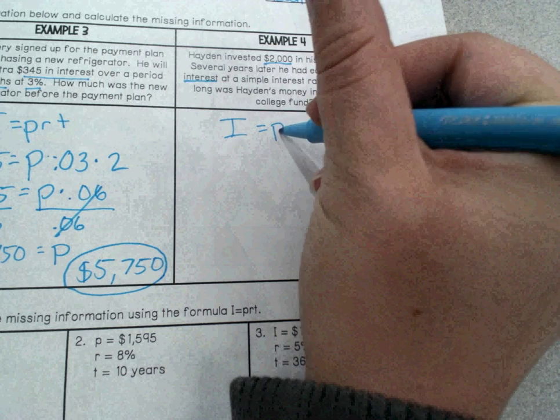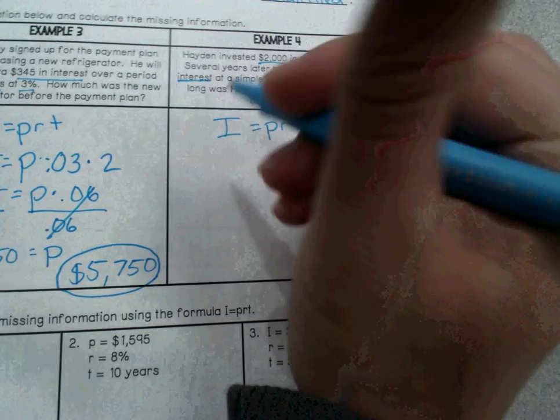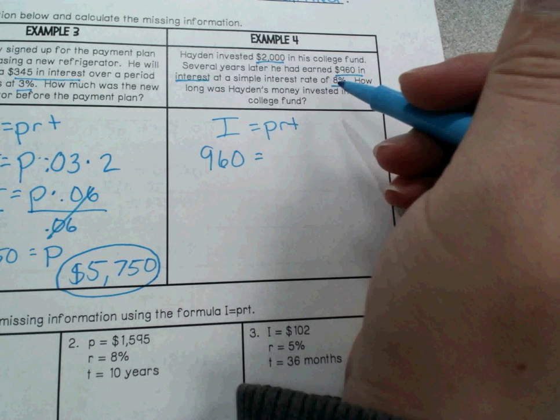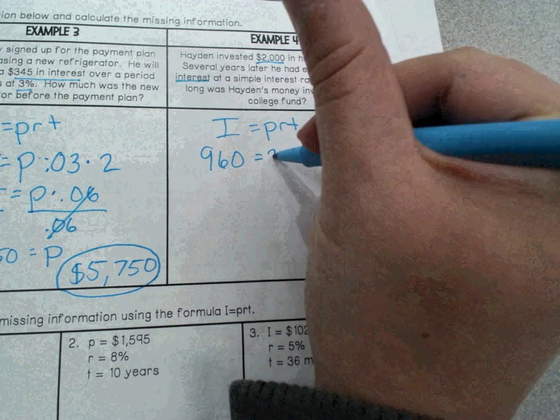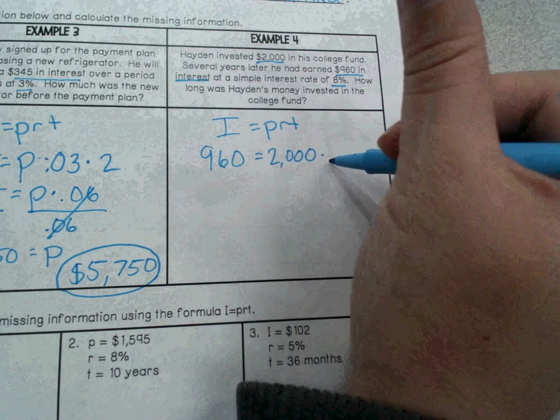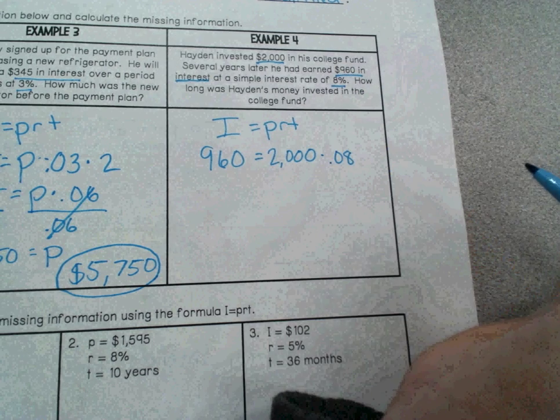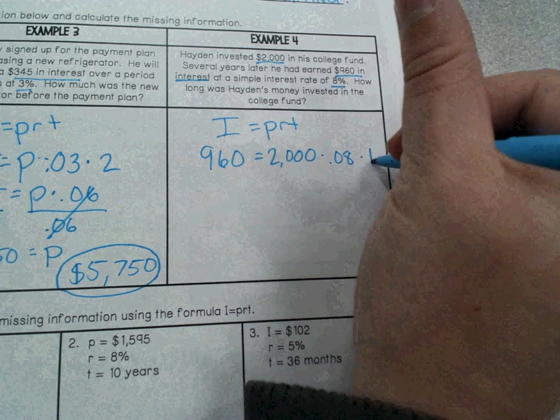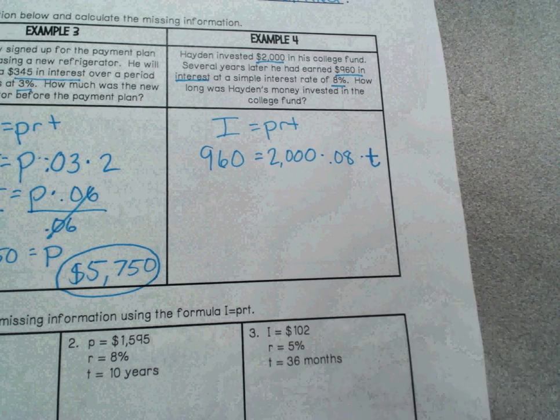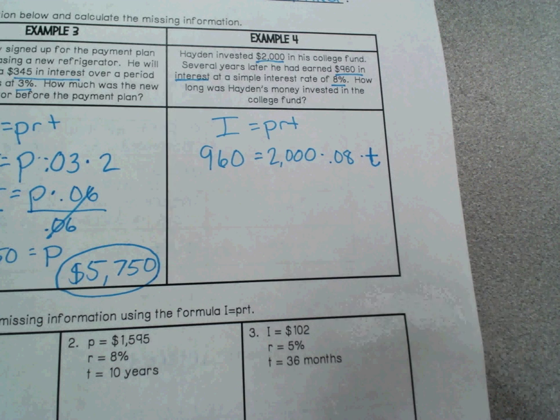So using our equation, plug in what you know. We know the interest is $960. We know the principal, how much he started with, is $2,000, times the rate, the percentage is 8/100 as a decimal, 8%, and then we don't know the time. Make sure you know that's a T. Now we want to find the time. So go ahead and solve this equation and see what you get for the T, the time.